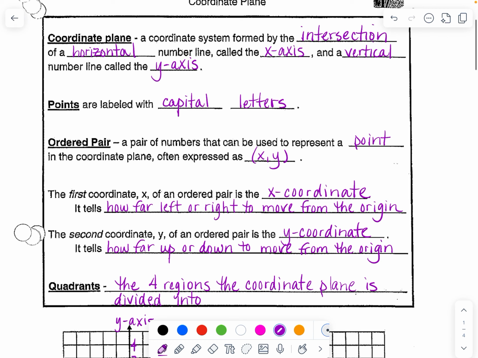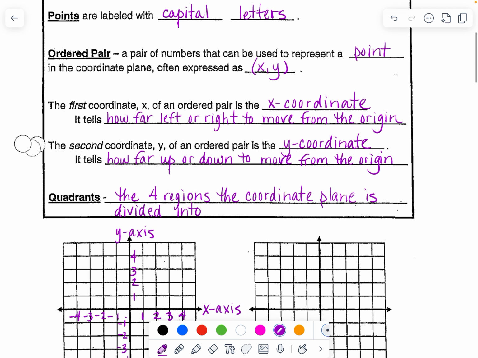Now we will be talking about points that are on our coordinate plane on the next page of the notes, and points are always labeled with capital letters. And we can also give each point an ordered pair. An ordered pair is used to represent a point in the coordinate plane, and it's expressed as a parenthesis with two numbers in it. So if we look here, the x and y would actually be replaced with numerical values. The first coordinate, x, of the ordered pair is the x-coordinate. It tells you how far left or right to move from the origin.